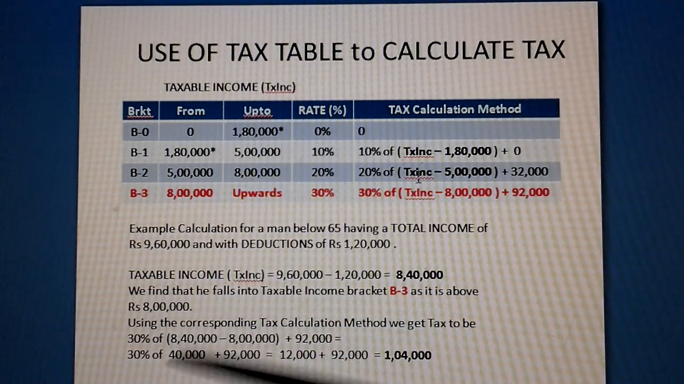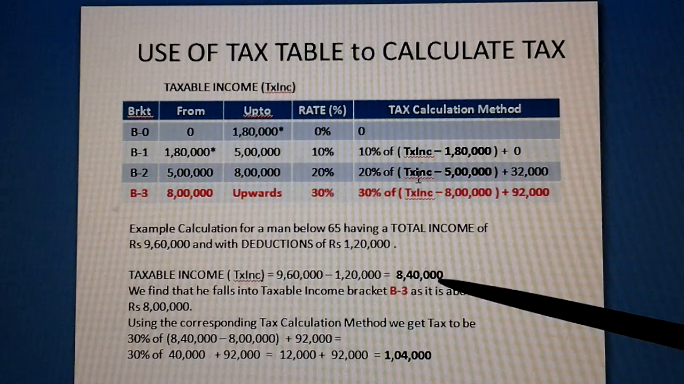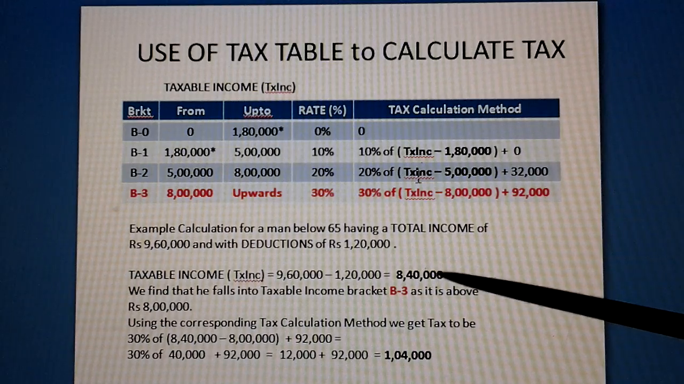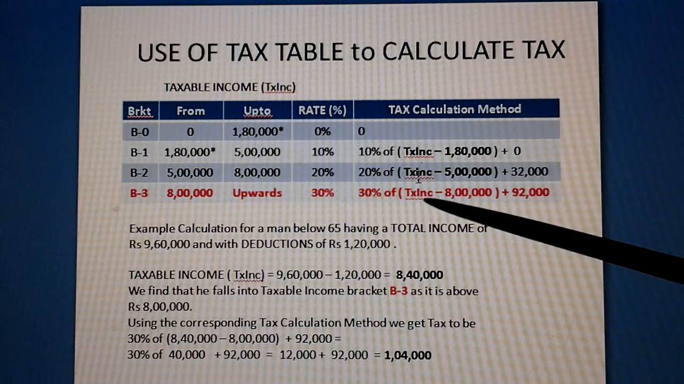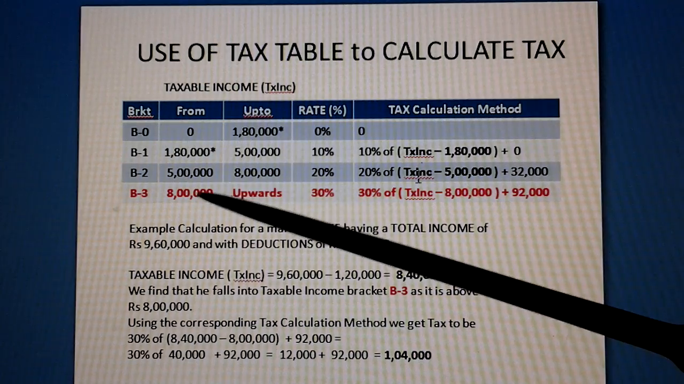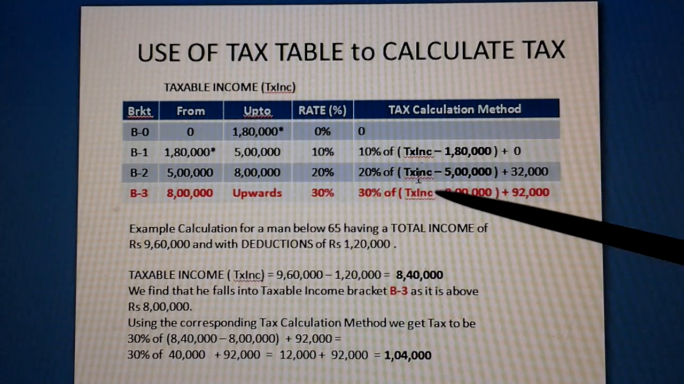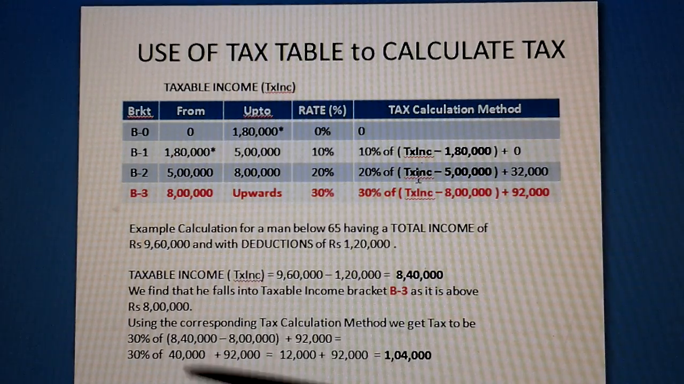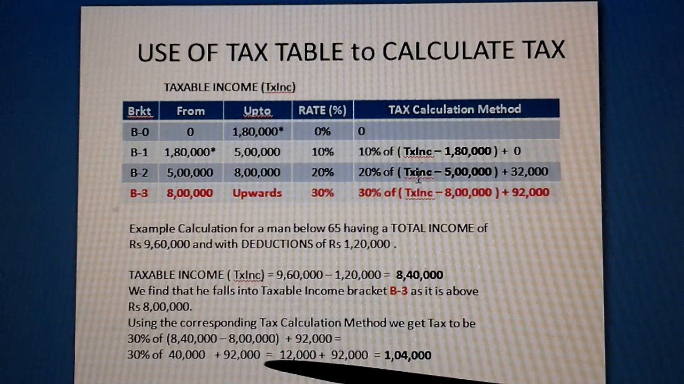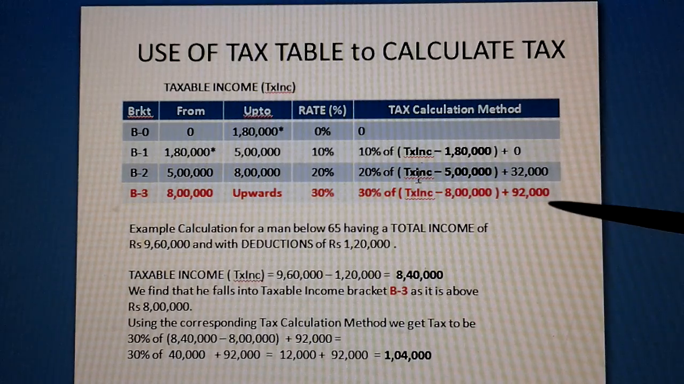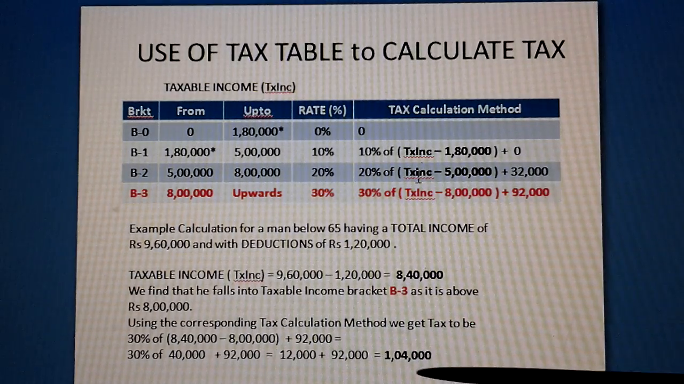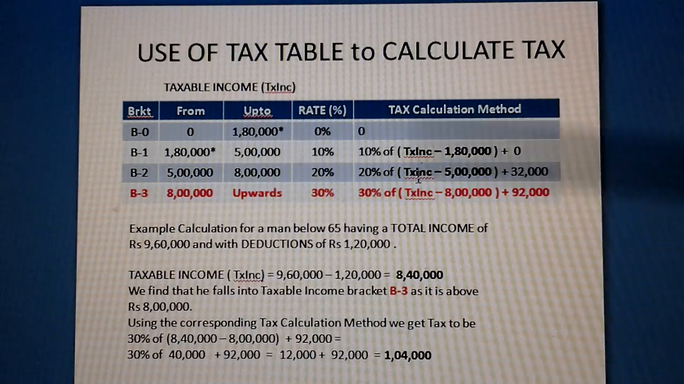So he'd be paying 30% of, in this case, since his taxable income is 8,40,000, you would subtract 8,40,000 minus the bottom of the range, 8 lakhs, which is 40,000. 30% of that would be 12,000, and add on the 92,000, which is part of the formula. So you would get 1,04,000.